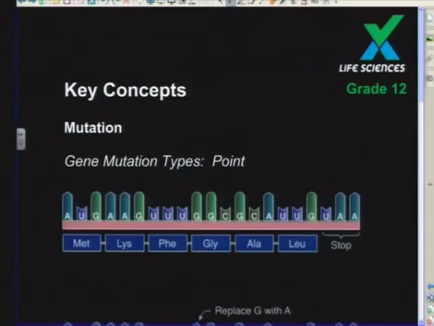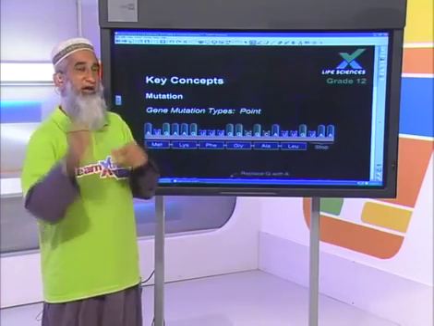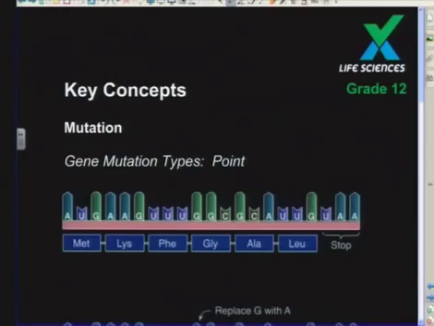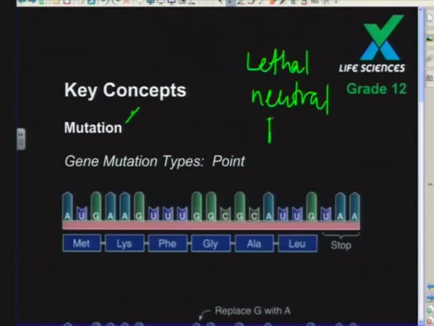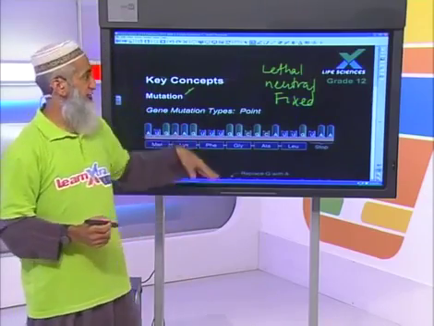The two types of mutation that are related to protein synthesis we're going to discuss. But before we go there, I just want to look at three other types of mutation, and these are the more general. I'll write it here: lethal, neutral, and fixed. These three we look at in meiosis, we look at in evolution, we look at it all the time.